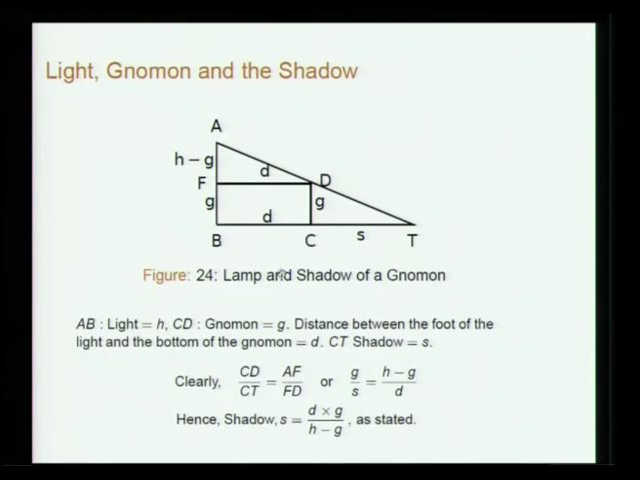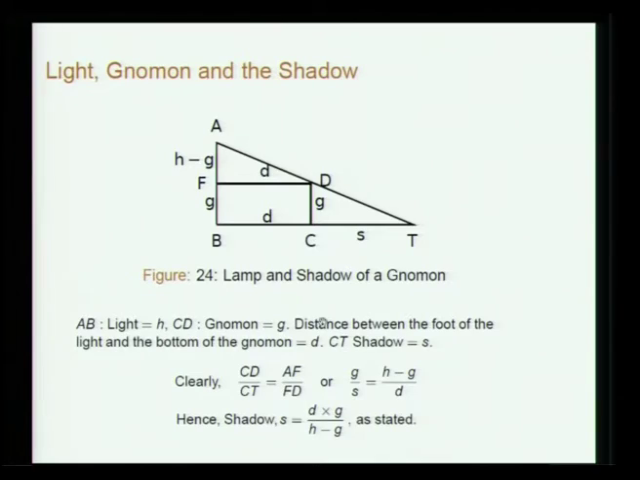So, clearly CD by CT is equal to AF by AD, as these two triangles, AFD and DCT, are similar. So, G by H is H minus G by D. So, the shadow S is equal to D into G by H minus G. This is this distance into this, divided by H minus G.